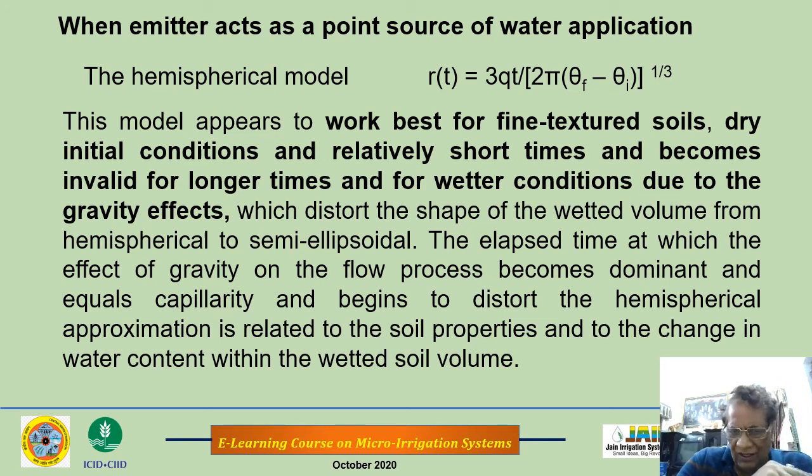That's what it says. The shape gets distorted from hemispherical to semi-ellipsoidal at the time at which the effect of gravity on the flow process becomes dominant, equals capillarity, and begins to distort. The hemispherical approximation is related to the soil properties and to the change in water content within the wetted soil volume. At which time the shape changes from hemispherical to semi-ellipsoidal depends on soil type and other parameters.